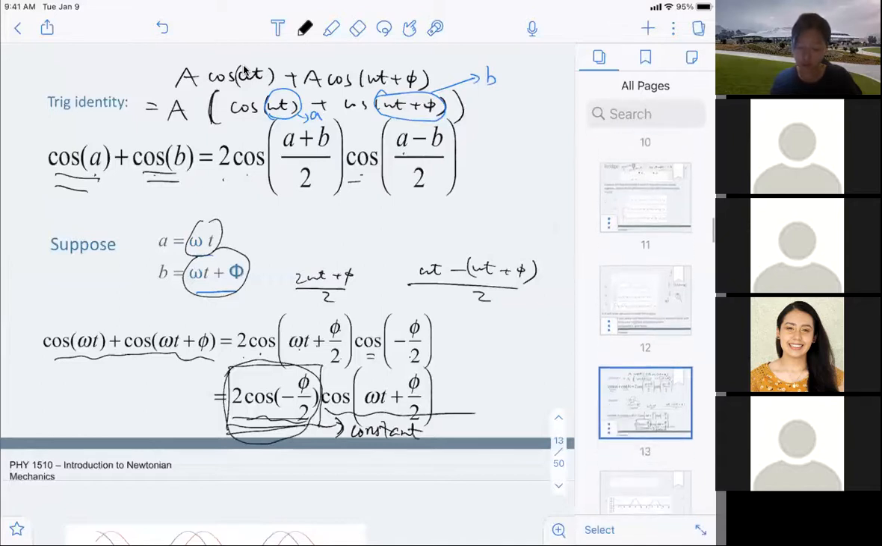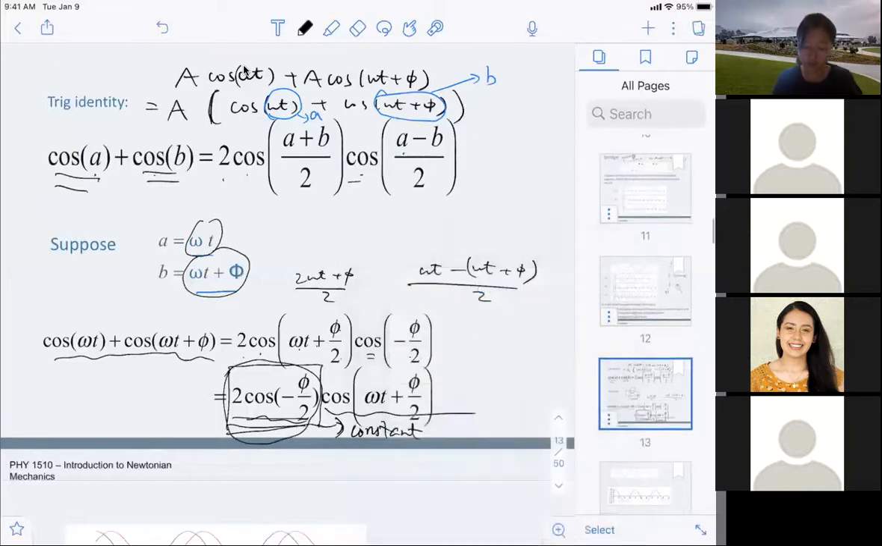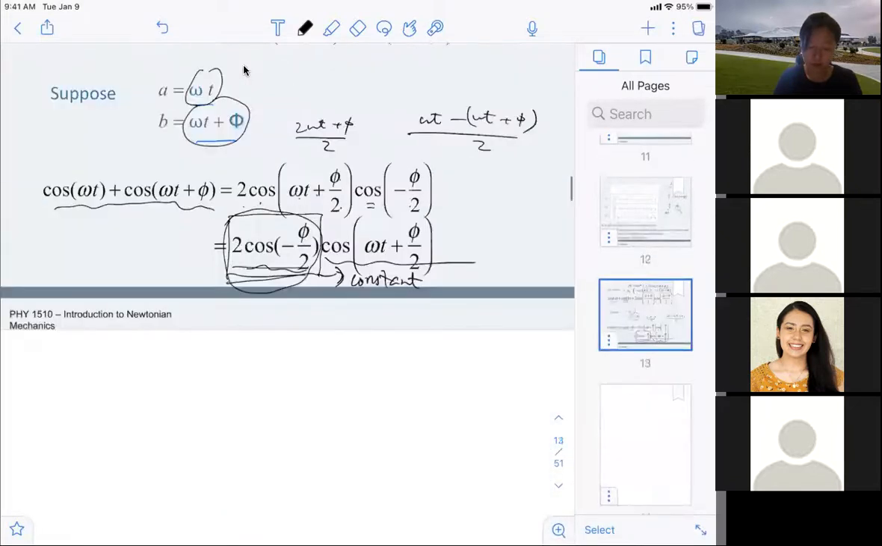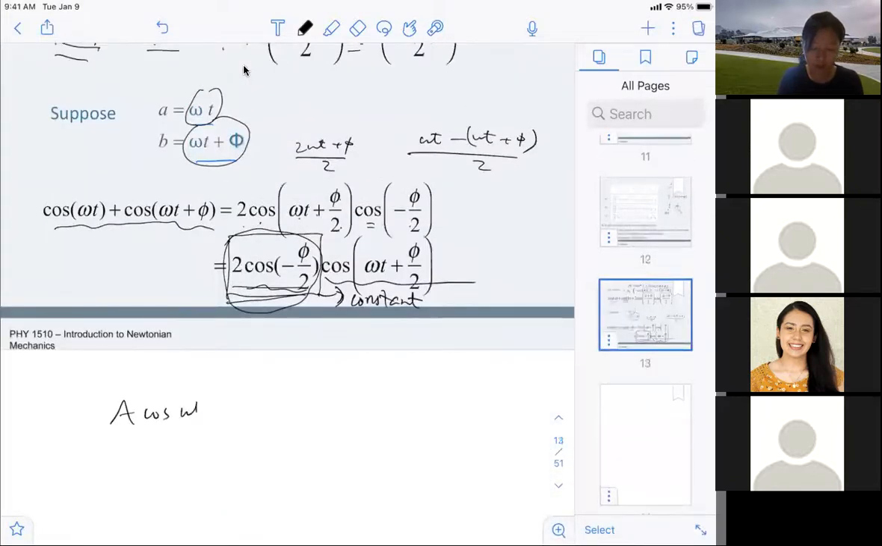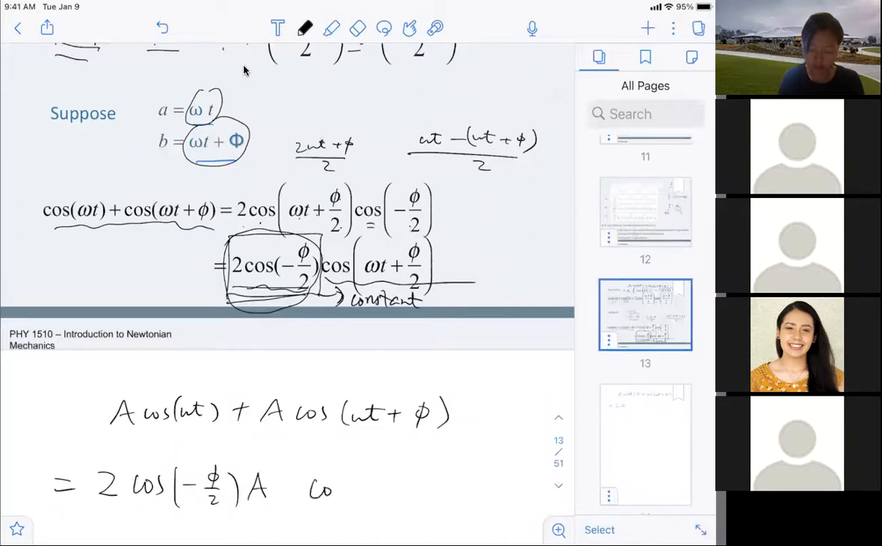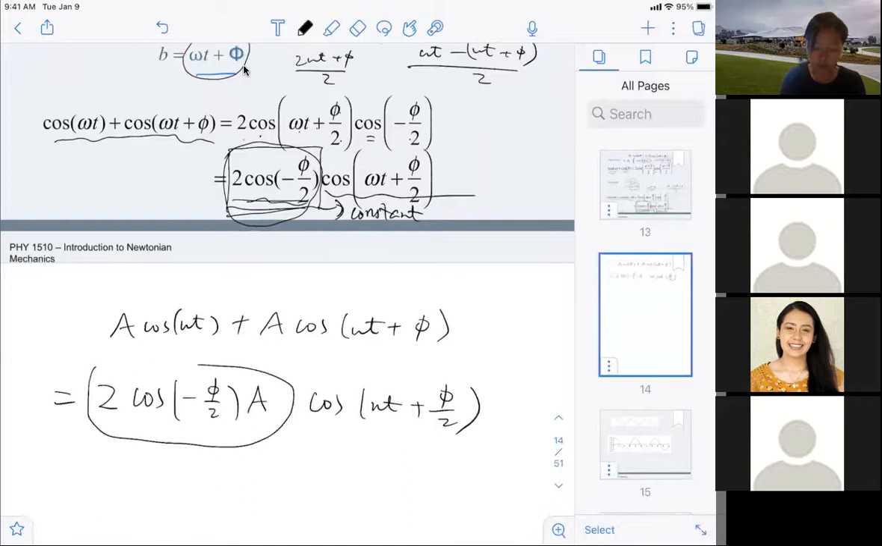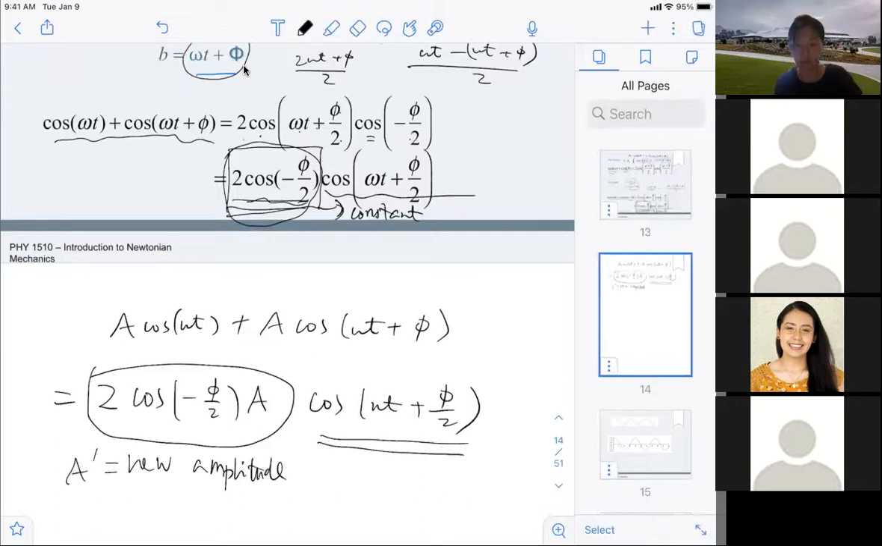So let me write the final equation for this. A cosine omega t, in superposition with another function, becomes 2 cosine phi over 2 times A cosine omega t plus phi over 2. So this could be your new amplitude, A prime, and you just need to plot this function.